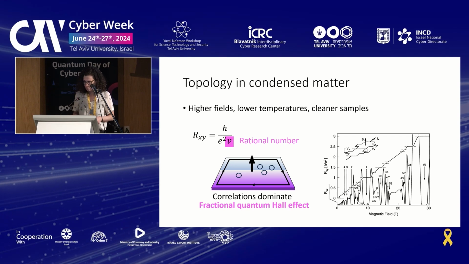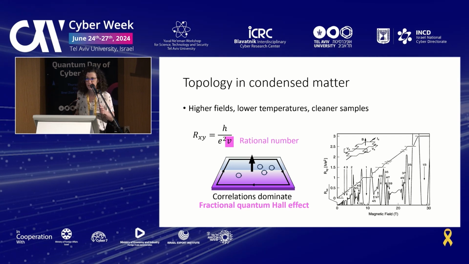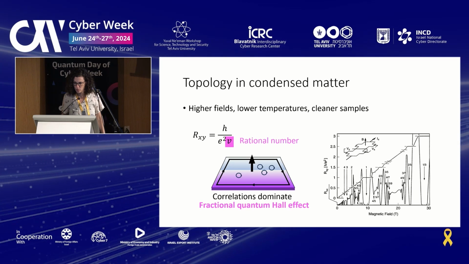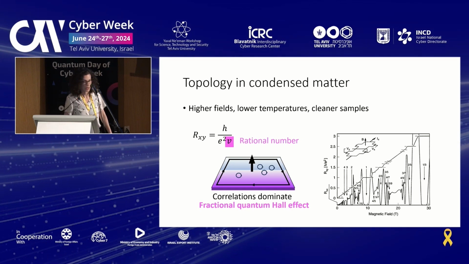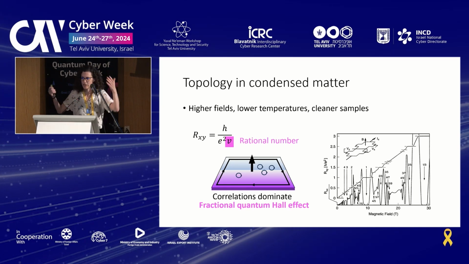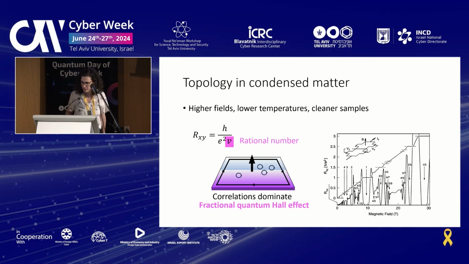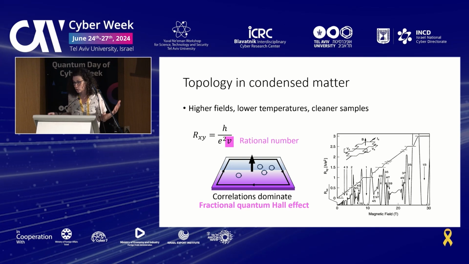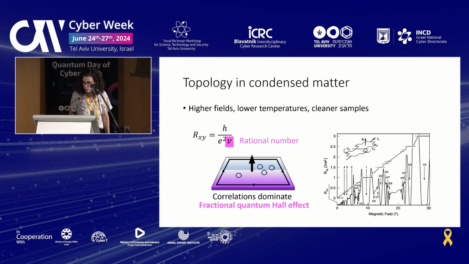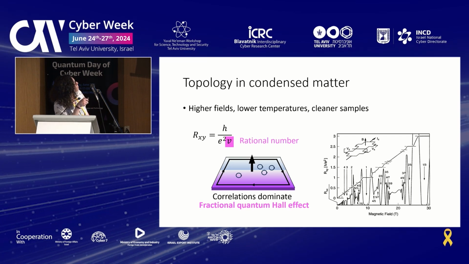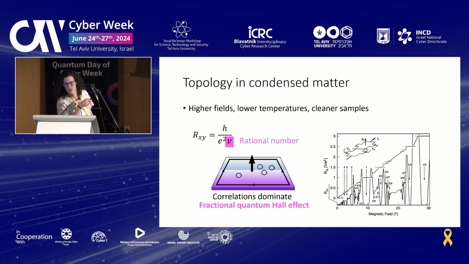Okay, so now let's get more towards the qubit and how we relate this system to topological qubits. It turns out that if you take this system and increase the fields more, maybe 30 Tesla, and lower the temperature a bit more, and clean it up more, you don't clean it completely, that's not possible, but you clean it up more, these steps break and they start appearing at places where this number here is a rational number.